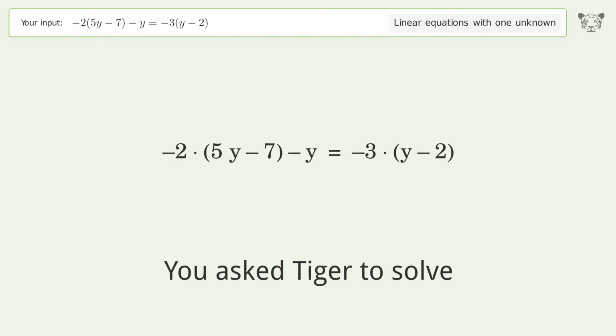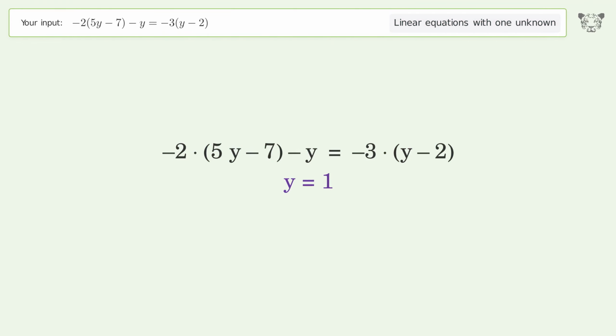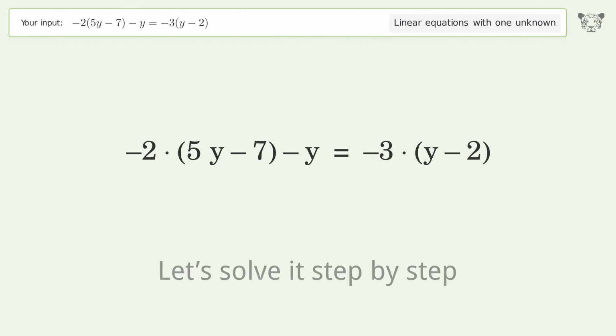You ask Tiger to solve. This deals with linear equations with one unknown. The final result is y equals 1. Let's solve it step by step.